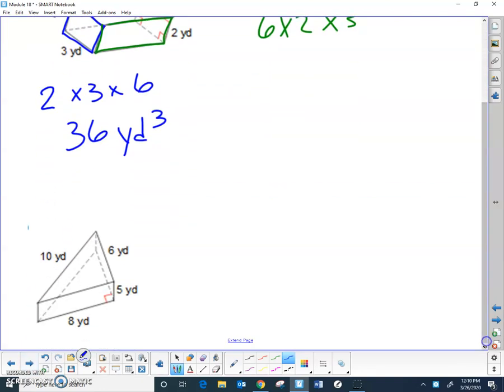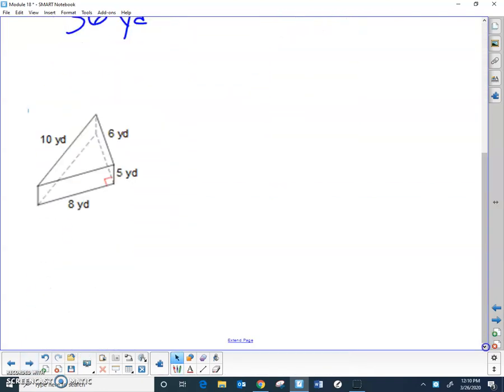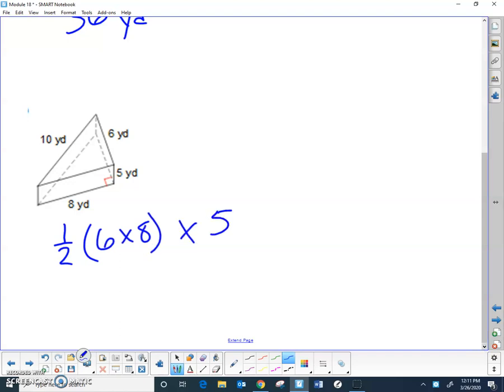All right, if we look at a triangular prism, this time the triangles are our base. We are given a right angle. So the area of our base would be 6 times 8 times a half, and the height of our prism is 5. The only thing you need to be careful of here is which measurement they're giving you. In this case, they give you that extra 10, which we actually don't need. So we calculate it out, and we get 120 yards cubed.